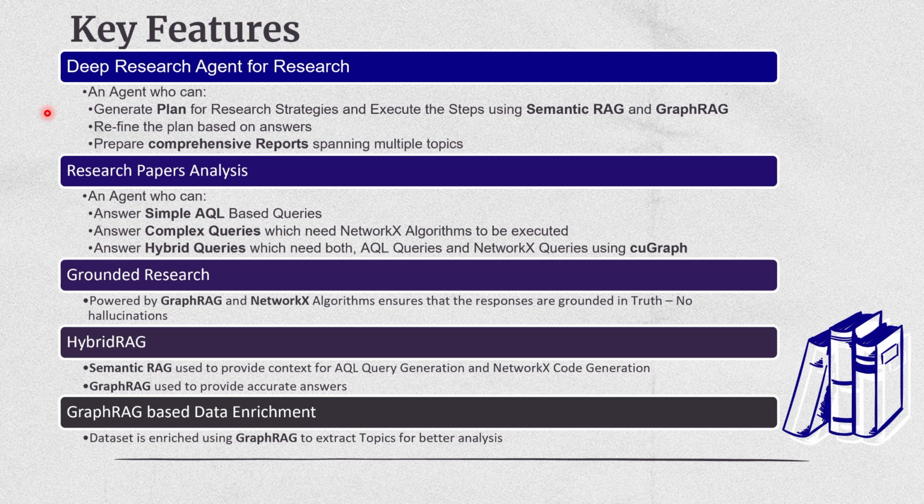It's an agent that can generate a plan for research strategies and execute the steps using hybrid RAG, which is semantic RAG and graph RAG. It can refine the plan based on answers and prepare a comprehensive report. This is enabled through a research paper analysis agent that can answer simple, complex, and hybrid queries using AQL and NetworkX algorithms. This enables grounded research, which is powered by Graph RAG and NetworkX algorithms. We also use Graph RAG to enrich our data. So I'll speak about that.